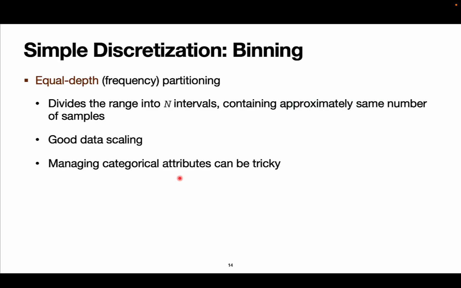On the other hand, equal depth or frequency binning is going to divide the range based on the frequencies. So each bin should satisfy some frequency threshold, which is very great for data scaling, but at the same time, it's going to be tricky to deal with categorical values because they don't have natural order, or maybe some categories are more frequent than the others.